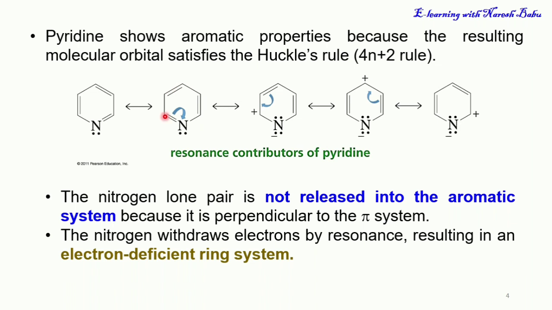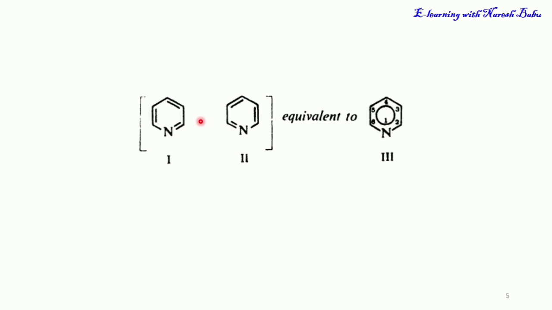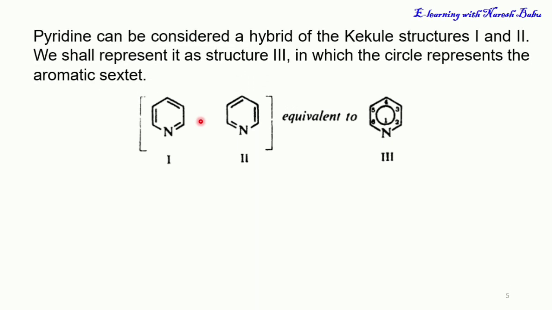Electron deficient means nucleophilic attack will take place easily. Where the electron deficiency is greater, the effect is more on this carbon atom and on this carbon atom. So at the second position and sixth position, nucleophilic attack will take place more. We can observe that in the reactions again. We can clearly see that.